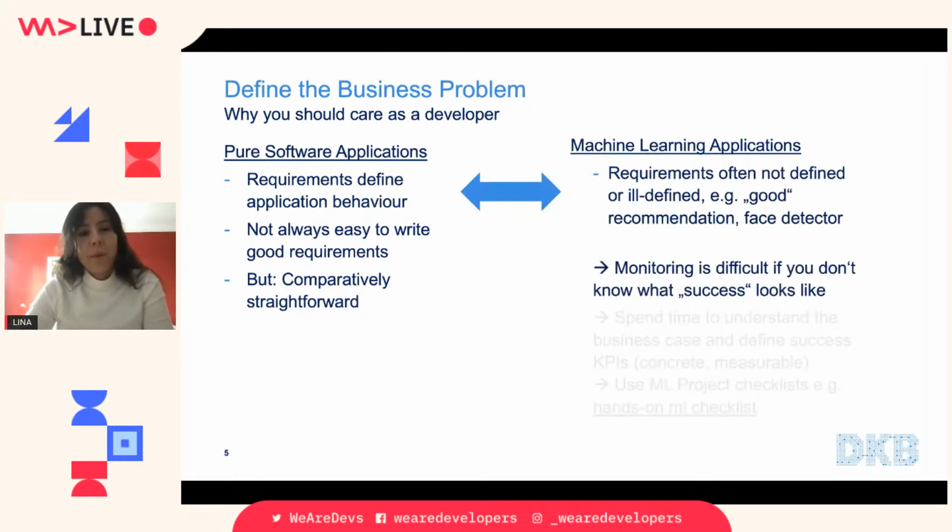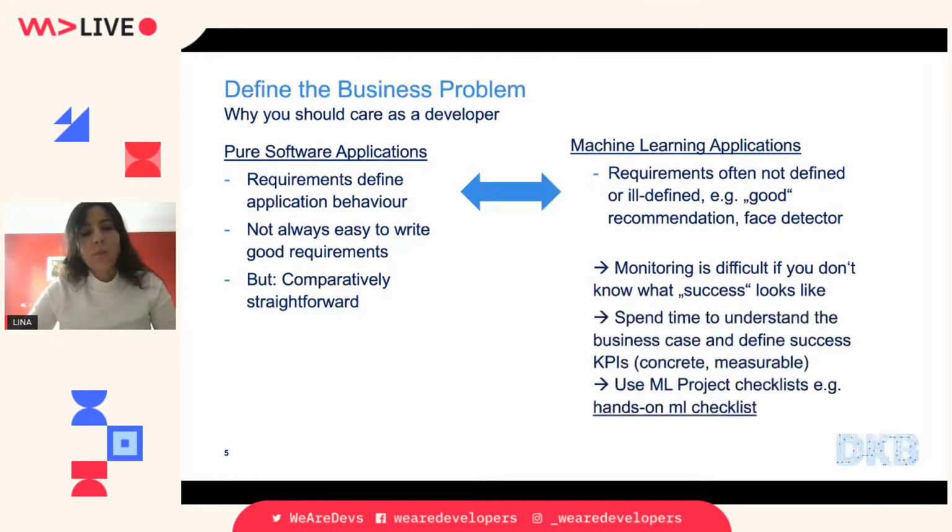Well, with pure software applications, we usually define the requirements, how the application should behave. You all know the jokes, the comics about the requirements: what the customer wants, what you implemented, what they finally got. So we know it's not easy to write good requirements, but it's comparatively straightforward, and people definitely attempt to write down what the ideal outcome should be.